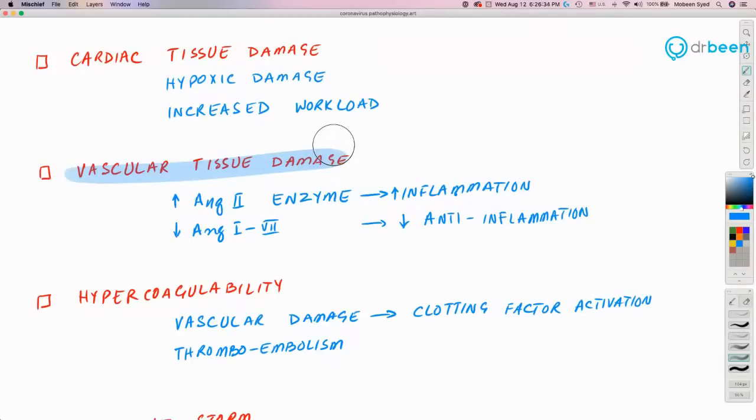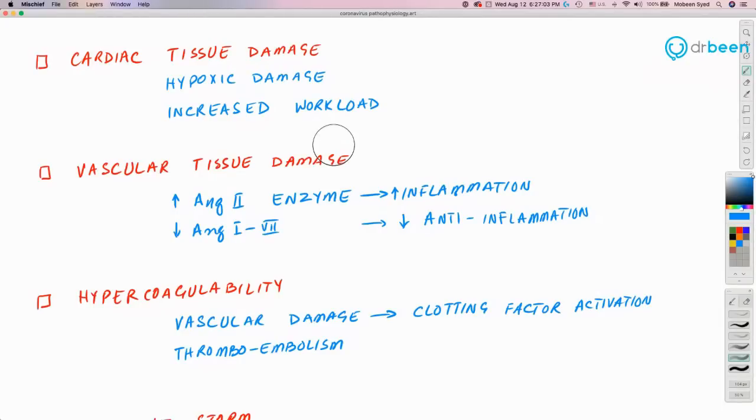Vascular tissue damage. And we covered this one in two videos, hypercoagulability part 1 and 2. So vascular tissue damage, I just touched upon that a little bit above here as well. Vessels have ACE2 enzymes in them, and they have ACE1 enzymes in them as well. So the coronavirus would of course bind with ACE2 and get into the vessel endothelium and cause damage there. That is one way for the damage.